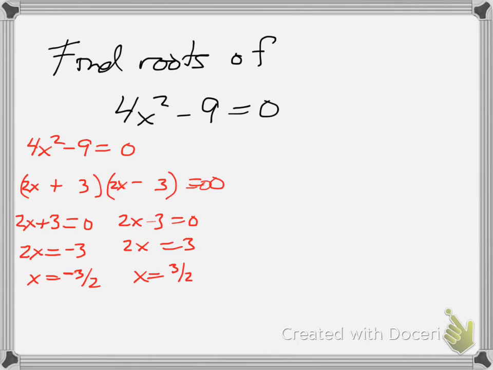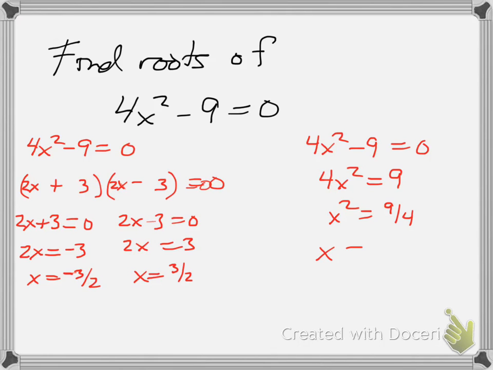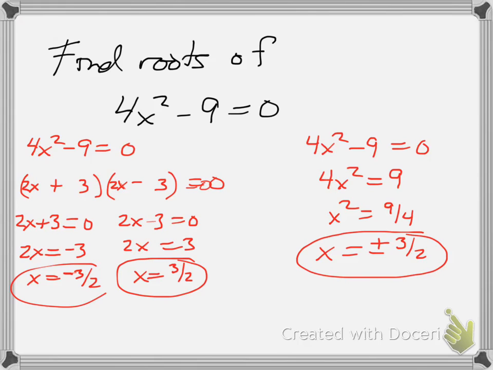Difference of two squares. When it's set up to do difference of two squares, every problem is pretty much the same. If you were going to do the other method for this one, you would add 9 and divide by 4 to get the x squared by itself. Then you would take the square root of both sides, which would involve taking the square root of 9 and the square root of 4, and adding a plus or minus. And those answers are the same.